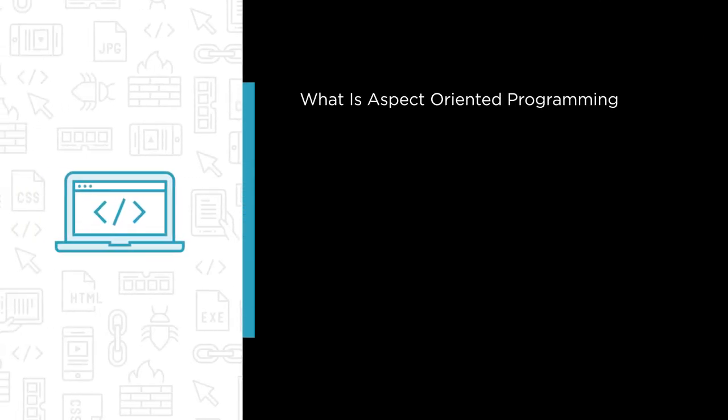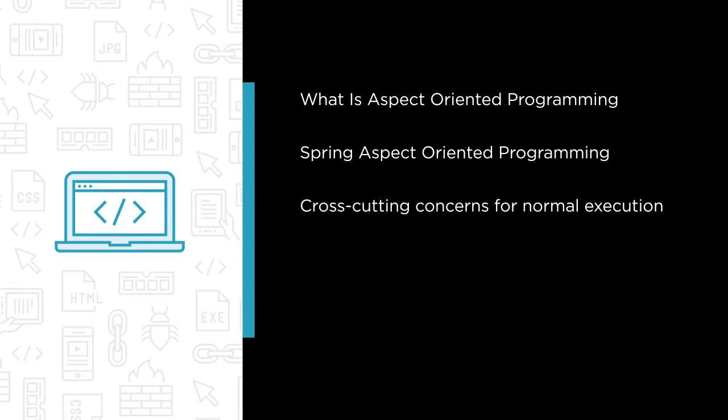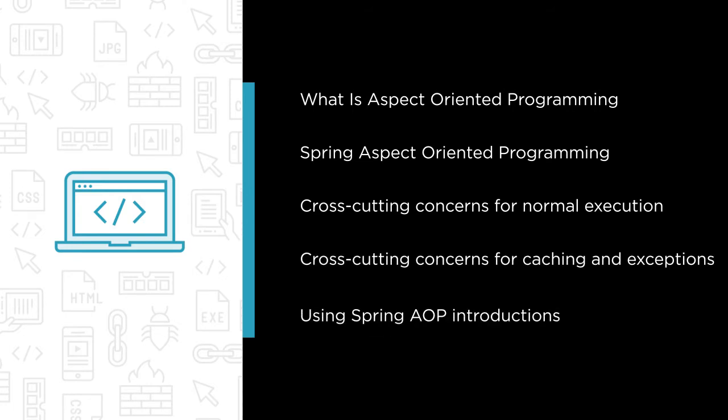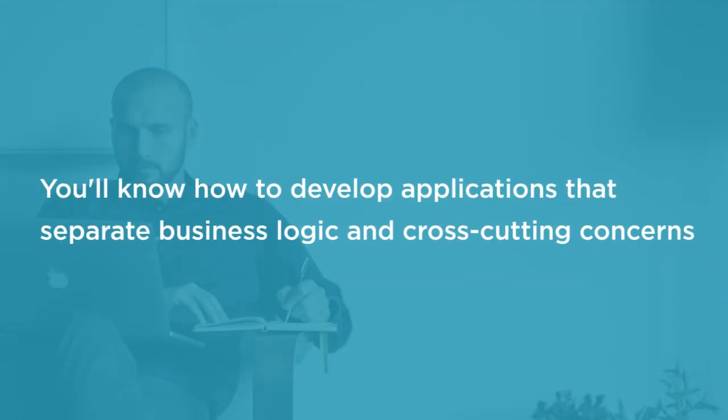The main topics that we are going to approach will be: what is aspect-oriented programming? Introducing Spring aspect-oriented programming. Implementing cross-cutting concerns for normal execution. Implementing cross-cutting concerns for caching and exceptions. Using Spring AOP introductions. By the end of this course, you will know how to develop Java applications that will easily separate the business logic and the cross-cutting concerns.